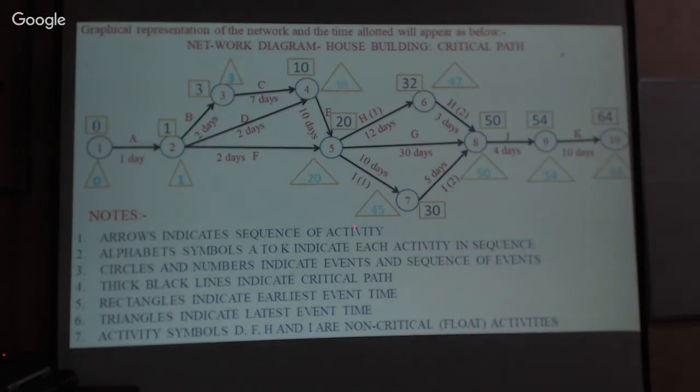Okay. Have you seen this diagram? When you look at this diagram, it looks like there are so many circles, many rectangles, many triangles, but it is simple to do this job, isn't it? Simple to do this. Let us see how to do this, and how to calculate the time required to start and the time required to complete the project.